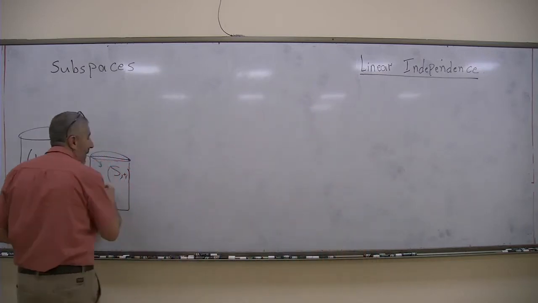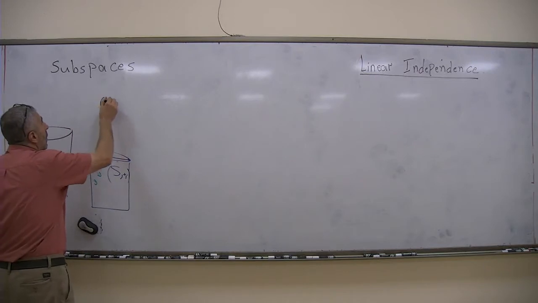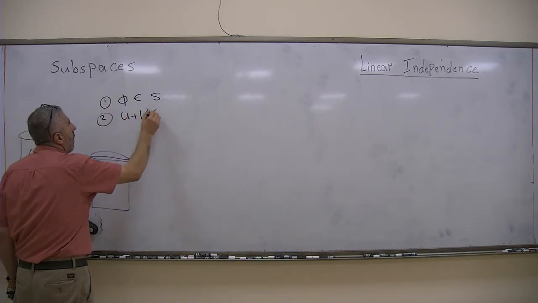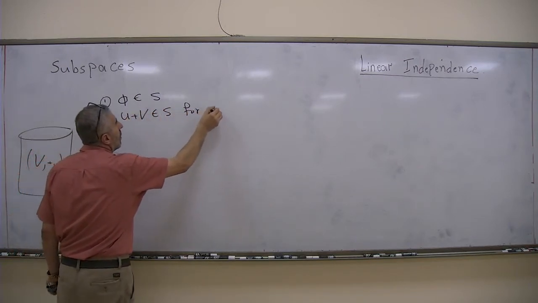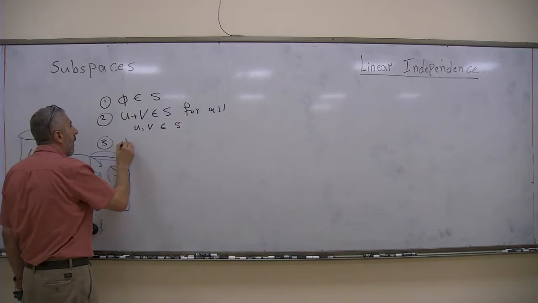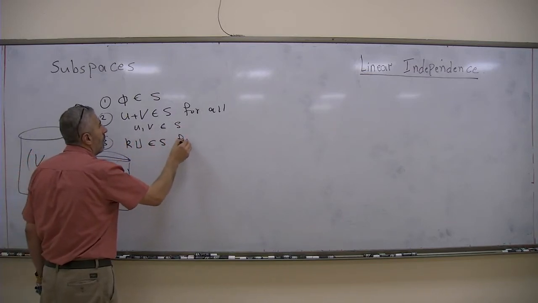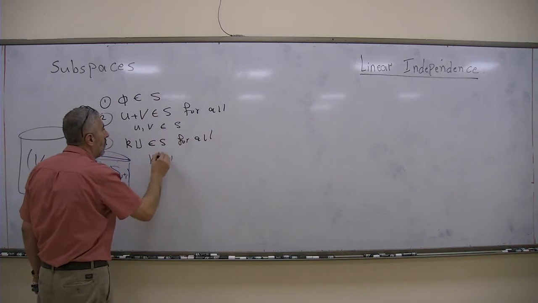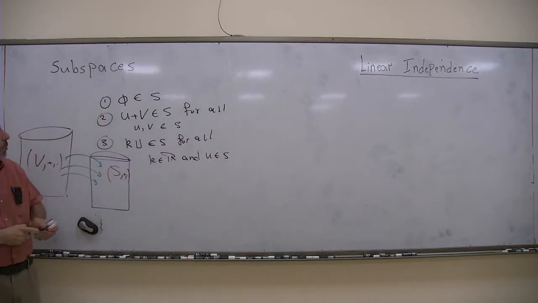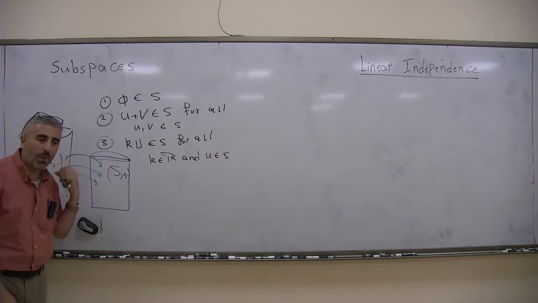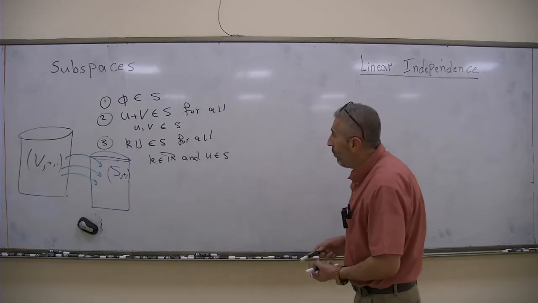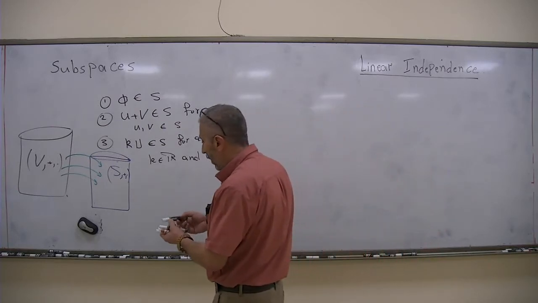One, we need to make sure that this S is not empty, or the zero vector belongs to S. Two, we need to make sure that U plus V belongs to S for all U and V in S. And three, we need KU to be in S for all K in R and U in S. So those three conditions, together with the inherited ones from the mother space, will guarantee that this is a vector space by itself. Okay?